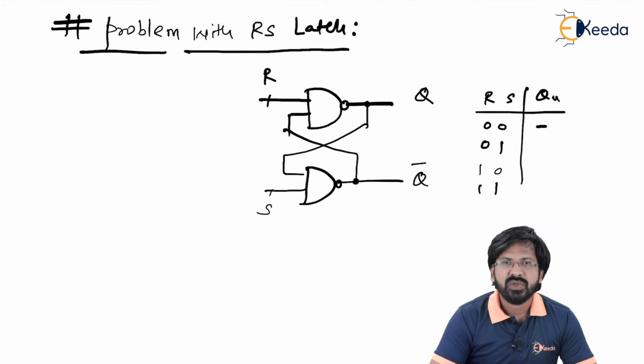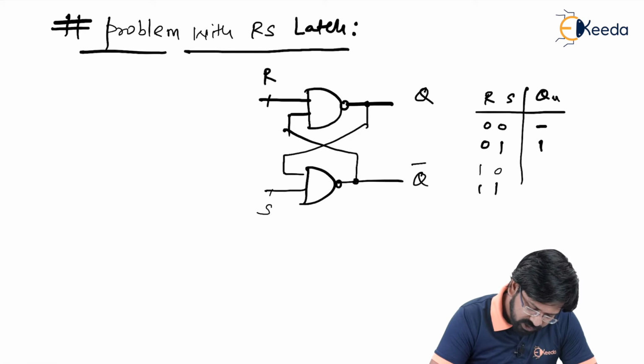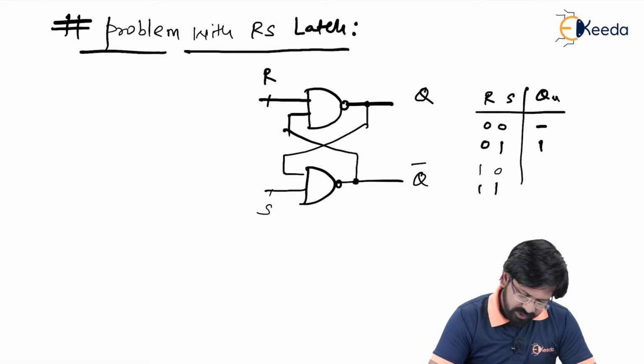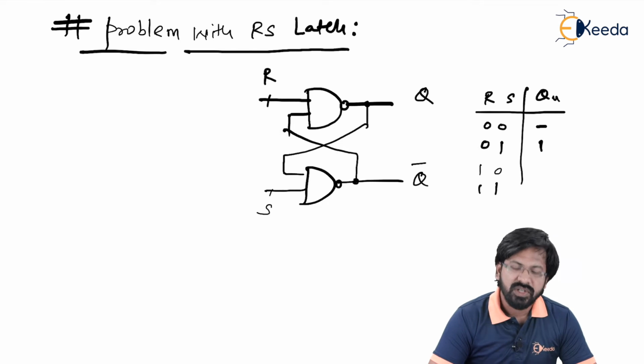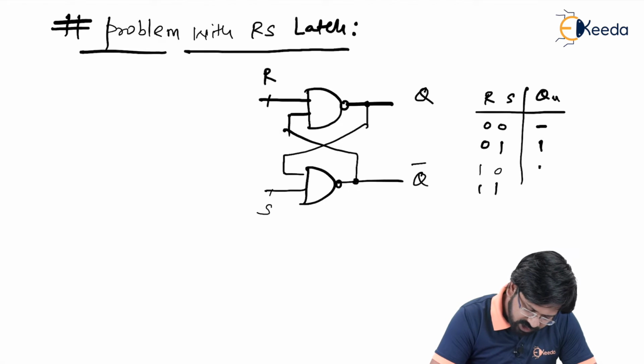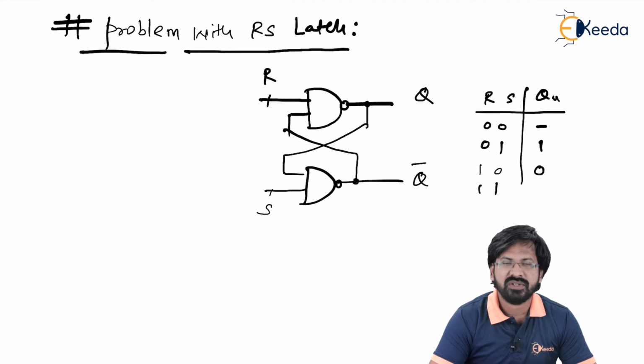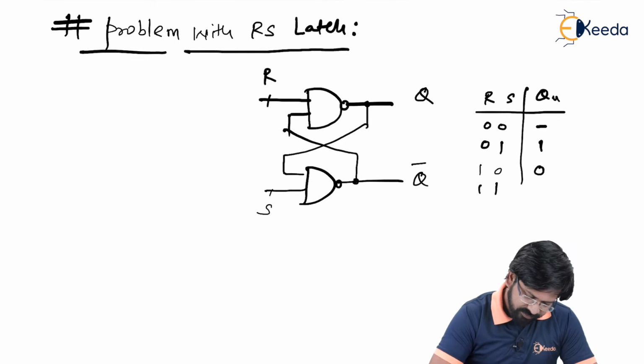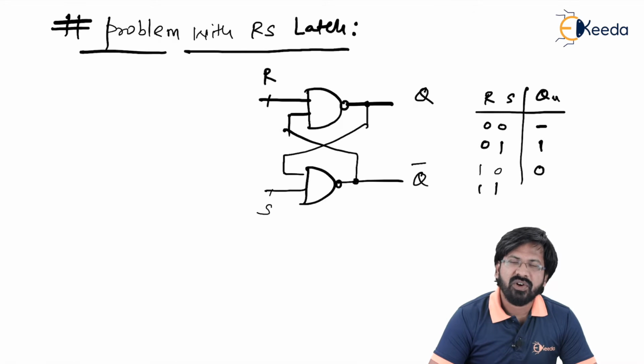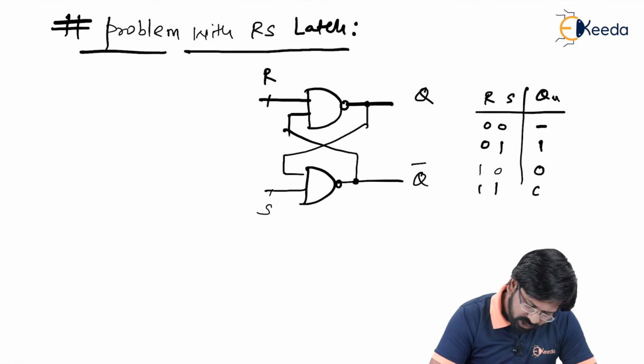For 0,1, as I said earlier, you have to see which value is equal to 1. Here S equals 1, and S stands for set, and therefore Qn is 1 to get the set condition. In the next case, 1,0, R equals 1, which puts your latch into the reset state, therefore the output is 0, because we consider 0 to be reset and 1 to be set. And in 1,1, it is called the no change condition, therefore Qn remains Qn.